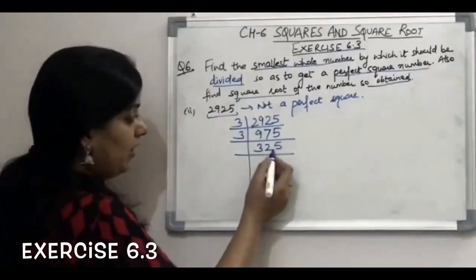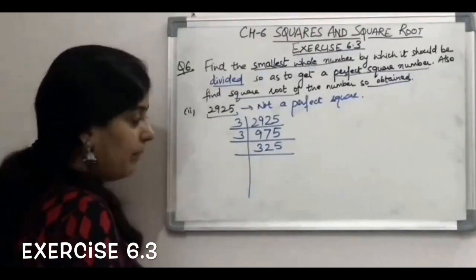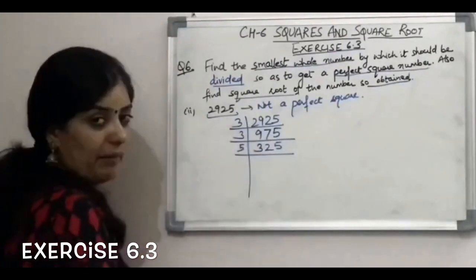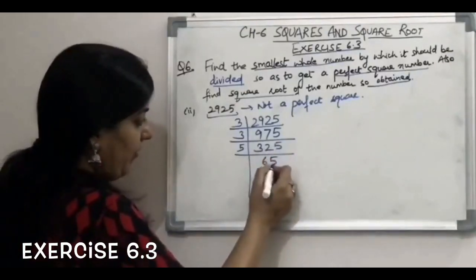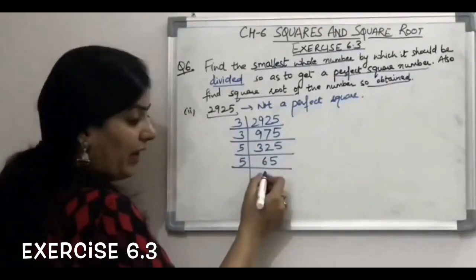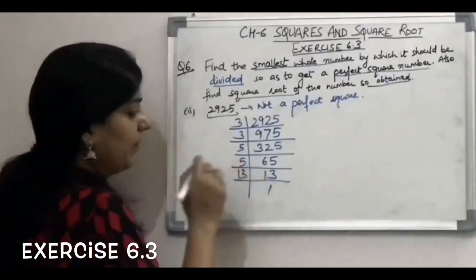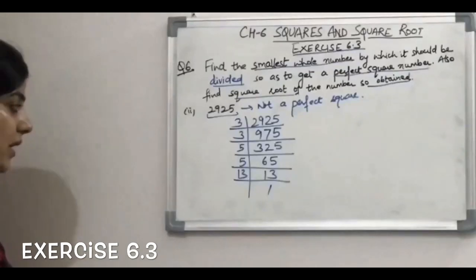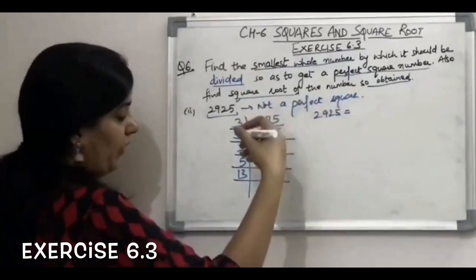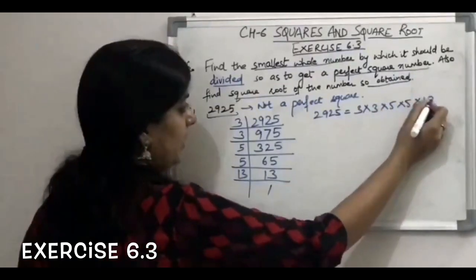Again we will check for 3. 7, 7 plus 3 is 10. Now this is not divisible by 3. So what is the next prime number? 5. It will be divisible by 5 because at the unit place it has 5. So let us divide it by 5. 5 6s are 30 and 5 5s are 25. Again it will be divisible by 5. So what we have got here? 13. Now 13 is a prime number. It will be divisible by itself only. 13 ones are 13. So what are the factors of 2925? These are 3 into 3 into 5 into 5 into 13.